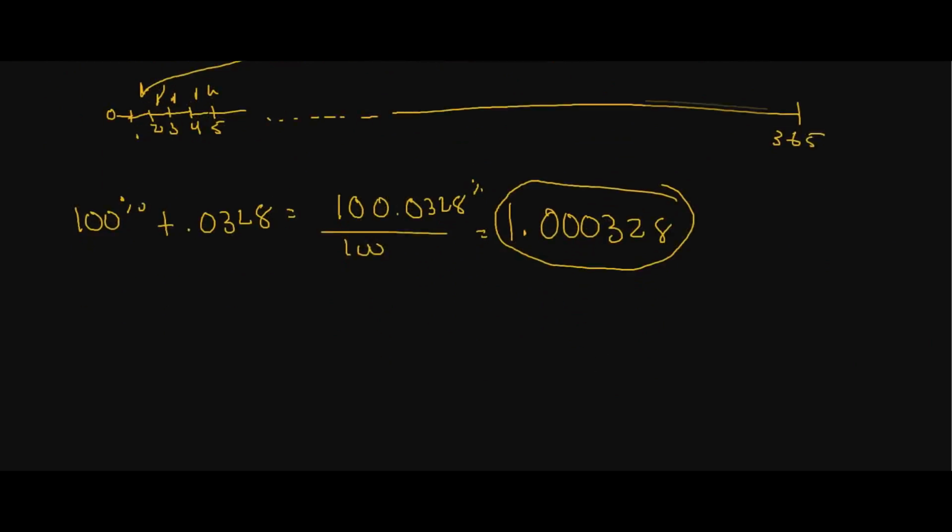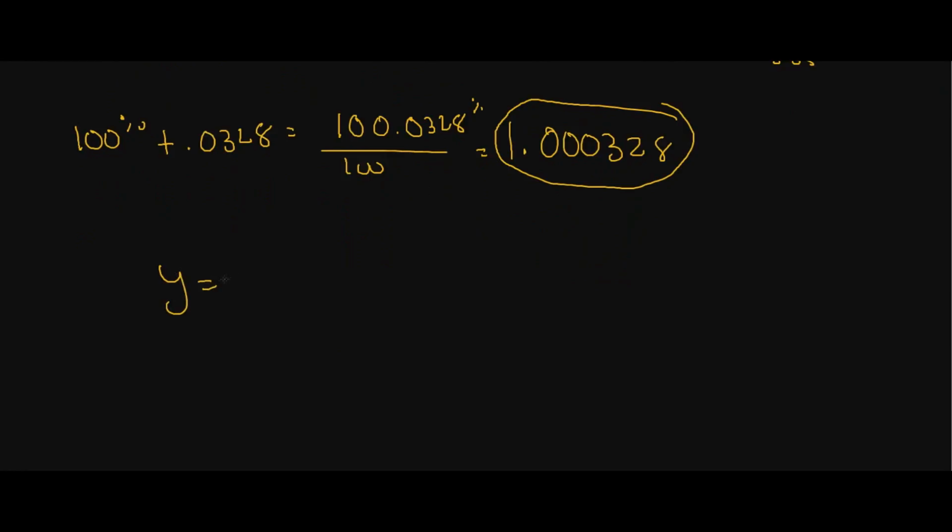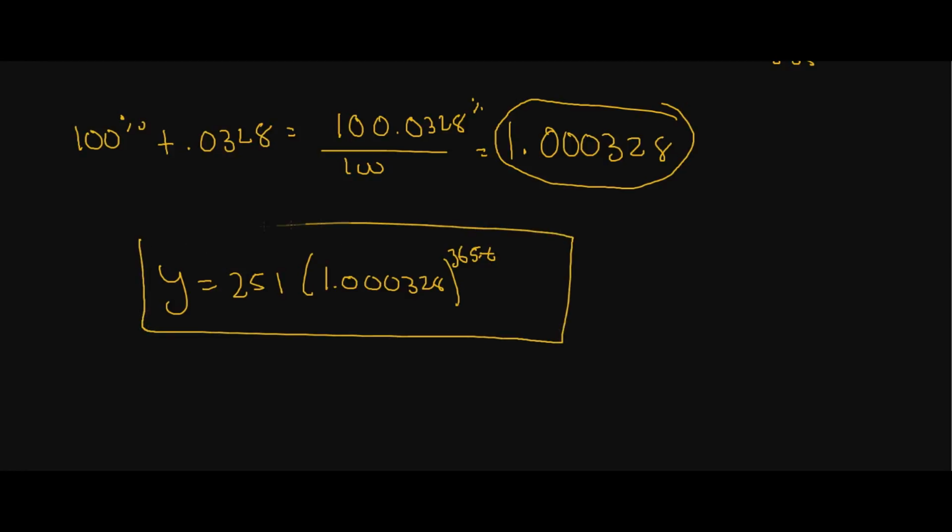So I get y equals 251, which was my starting balance, times 1.000328, my new constant multiplier. But how many times is it going to be multiplied? How many sections did we have that this percentage is going to occur? Remember, it was 365 sections, so that's why we need the 365 up here multiplied with t representing time in years, and this would be my equation.